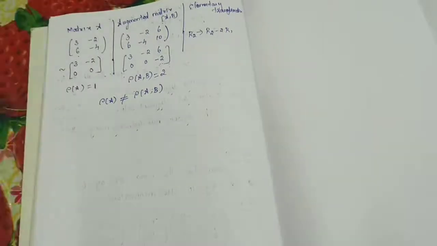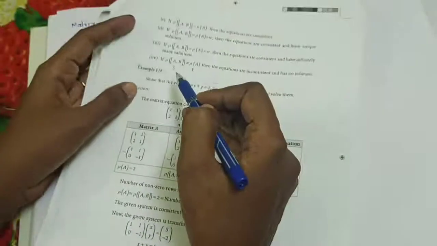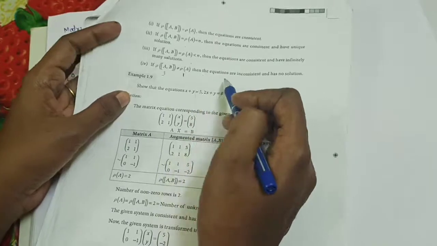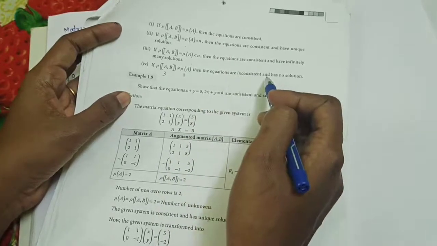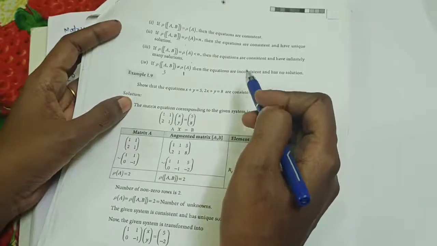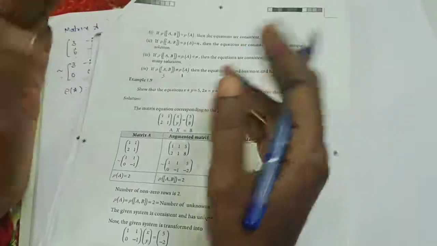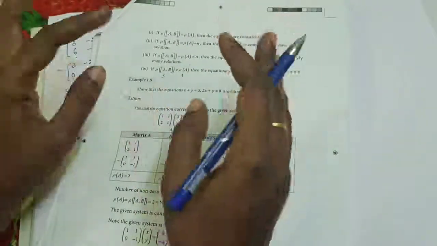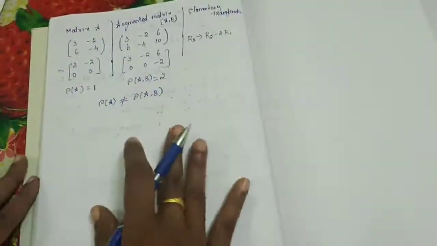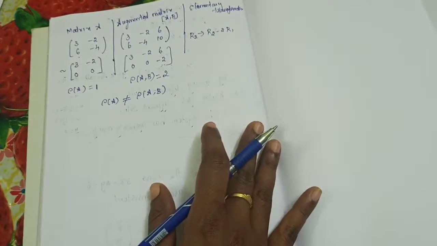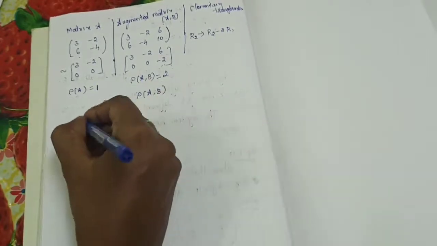So what's the rule? We have learned already. If rank of A comma B is not equal to rank of A, what will we conclude? The equations are inconsistent and there is no solution. We can't find any solution. So this particular system of equations has no solution. From here we are going to stop. That's all. So rank of A is not equal to rank of A comma B.